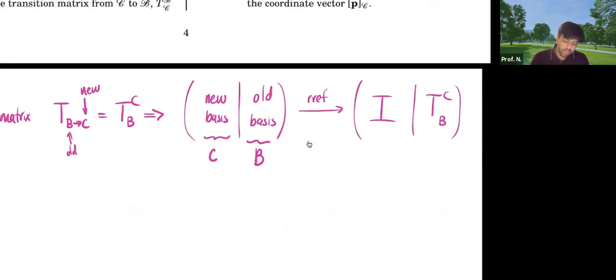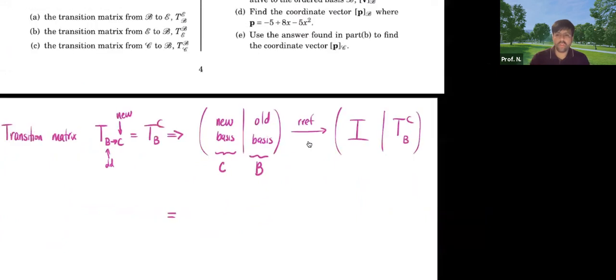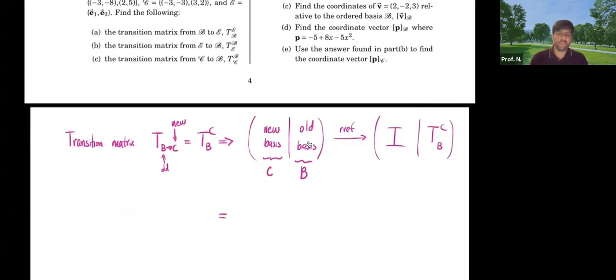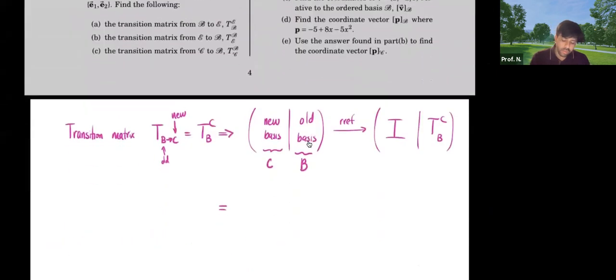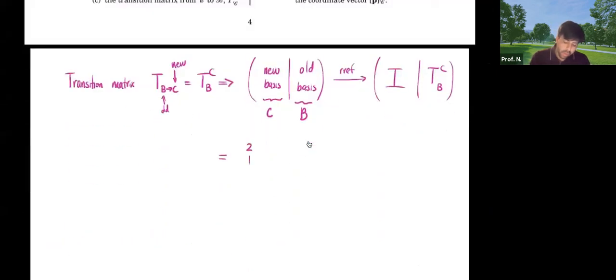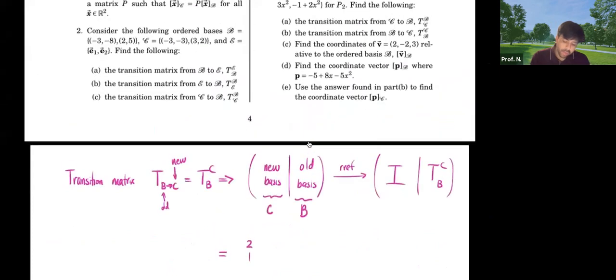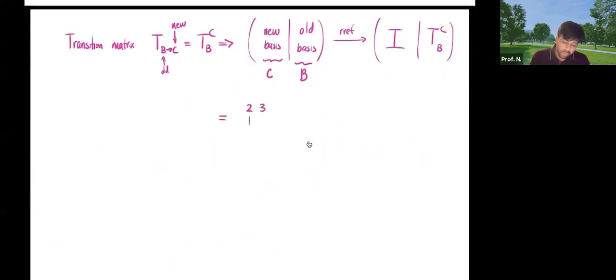So the idea of transition matrices, finding them, is actually not the hard part. I think the conceptual part of it is harder, but the actual procedure is not as hard because you have a calculator that does this all for you. So the new bases are what? 2, 1, and we put them as column vectors, and 3, 2.